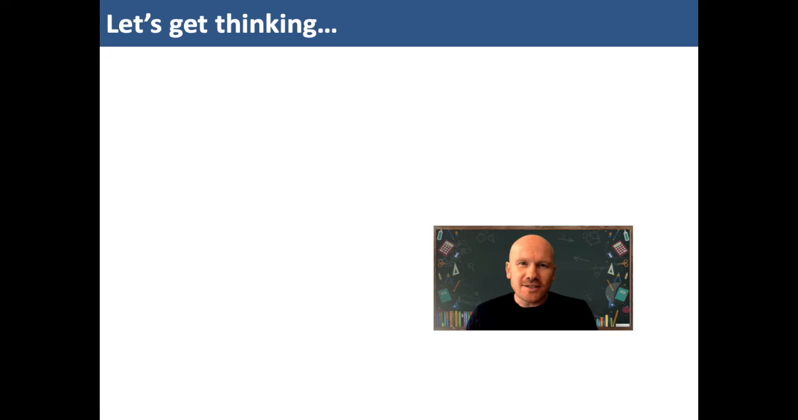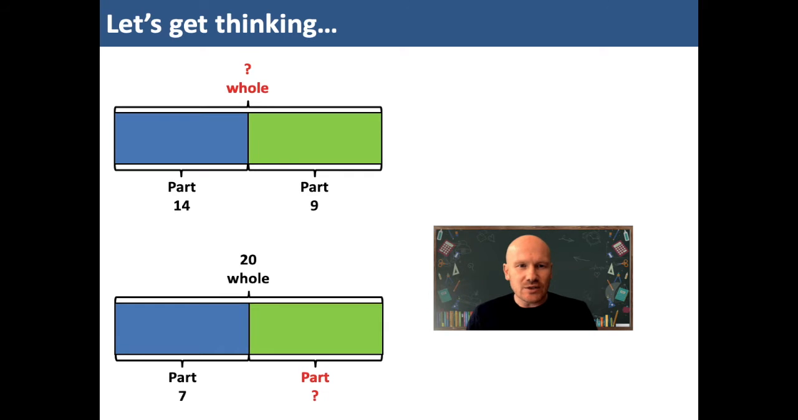The first thing I'd like you to do is have a look at the two bars that we've got in front of us. So there's one where we don't know the whole amount and one where we don't know one of the parts. What I'd like you to do is not necessarily answer those questions. I want you to come up with questions that would fit those bars. So for example, the first one, I know I've got part, we've got 14. The other part, we've got 9, and we're looking for the whole amount. I want to come up with a question that fits that bar.